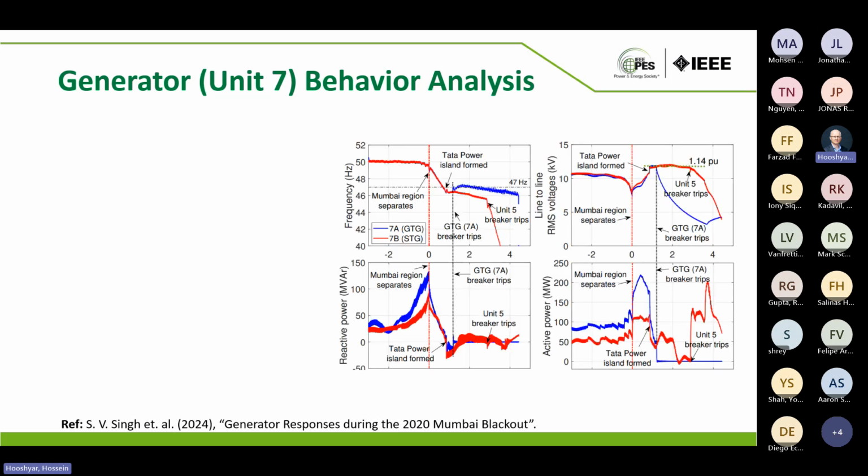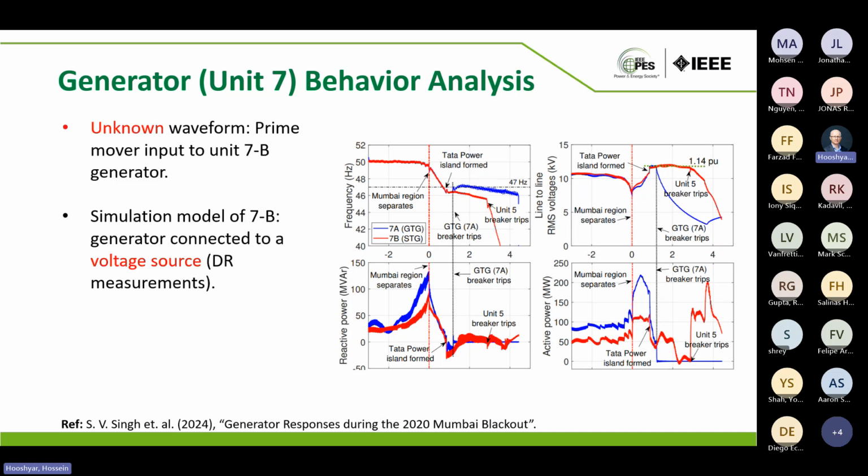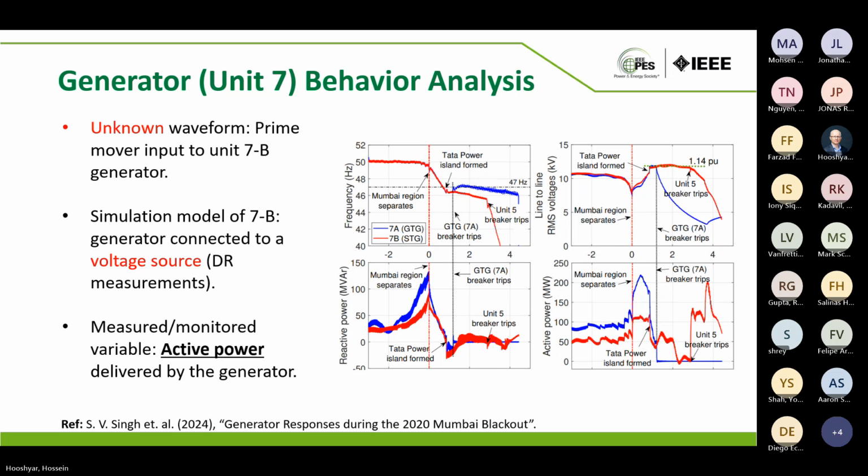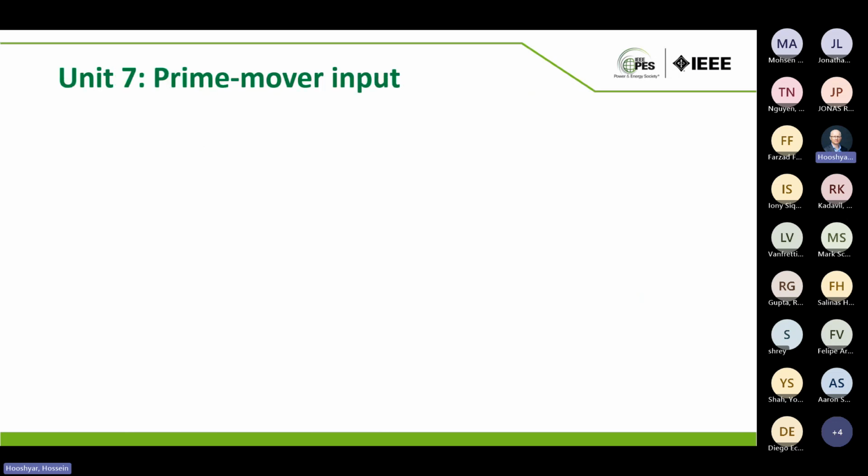In our simulation model, these are the frequency and voltage waveforms that we saw from the DR measurements. The active and the reactive power, as you can see, had wild fluctuations during the disturbance. So we wanted to match these waveforms. What waveform of mechanical power gives us this type of active and reactive power for that generator model? The prime mover was what we were trying to optimize, and the measured variable we were trying to match was the active power.